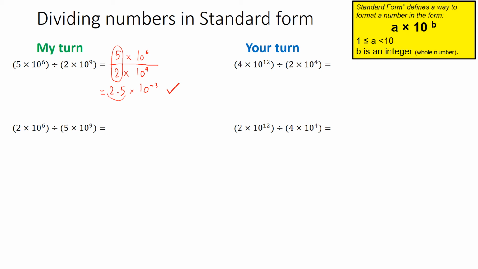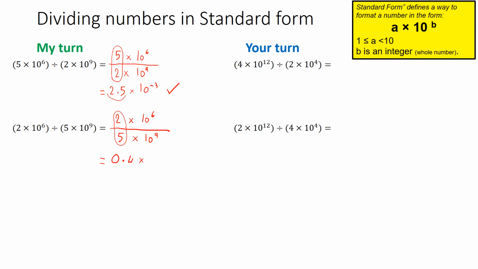The second example is a bit exactly like multiplication, where actually, after your first stage, you don't yet have a number in standard form, so you're going to have to handle it differently. So this time I've chosen 2 times 10 to the power of 6, and you're going to divide that by 5 times 10 to the power of 9. Like in the first example, you're going to start by doing your number part. 2 divided by 5, which is the same as 4 divided by 10. You can use your calculator if you're unsure, but 2 divided by 5 is 0.4.